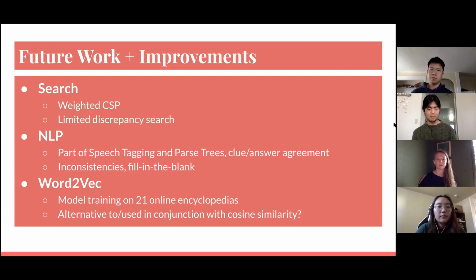But in the future, if we do decide to implement Word2Vec further, we can see what kind of communication we can do with our existing cosine similarity function. Can we use it together, maybe find the average of the two, or we can improve it on its own and maybe use it as an alternative instead.